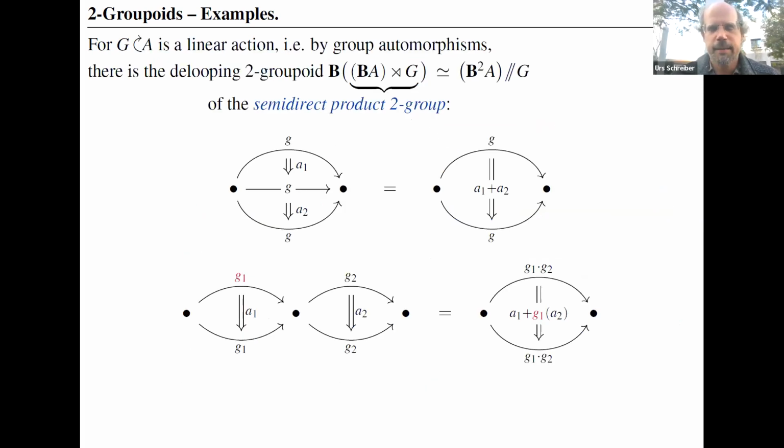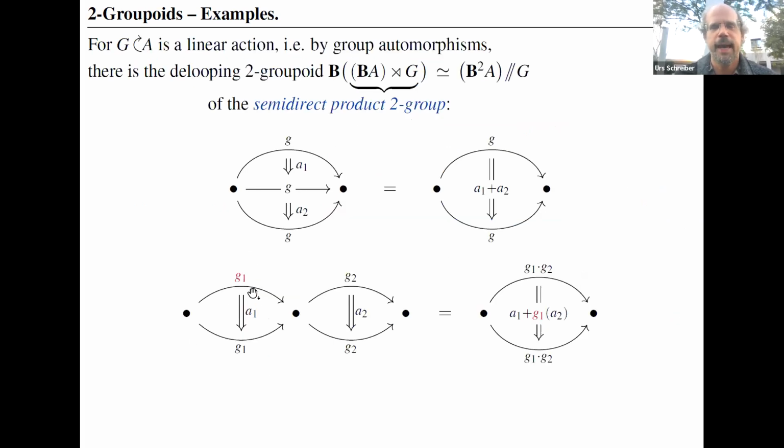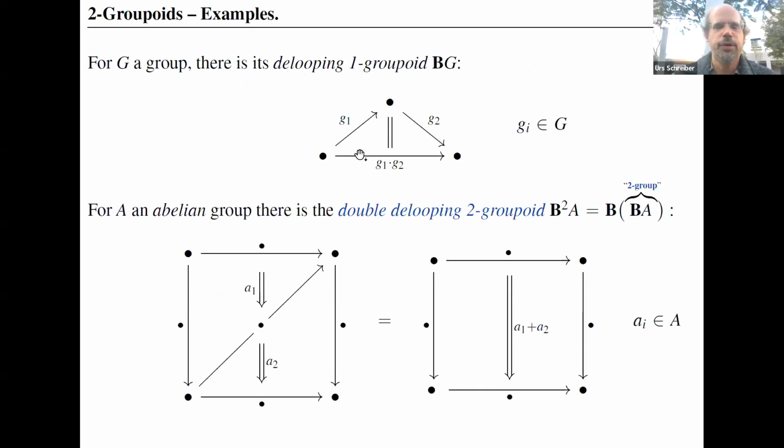Here's a more interesting example, slowly climbing up the ladder of interestingness. If we have a group G which acts on an abelian group by linear maps, so by group automorphisms, then we can form something like the semi-direct product of the previous two examples. We can take the two-group BA that we had on the previous slide, which had two-cells labeled by group elements in A, and we can take the semi-direct product with the group G regarded as labeling edges.